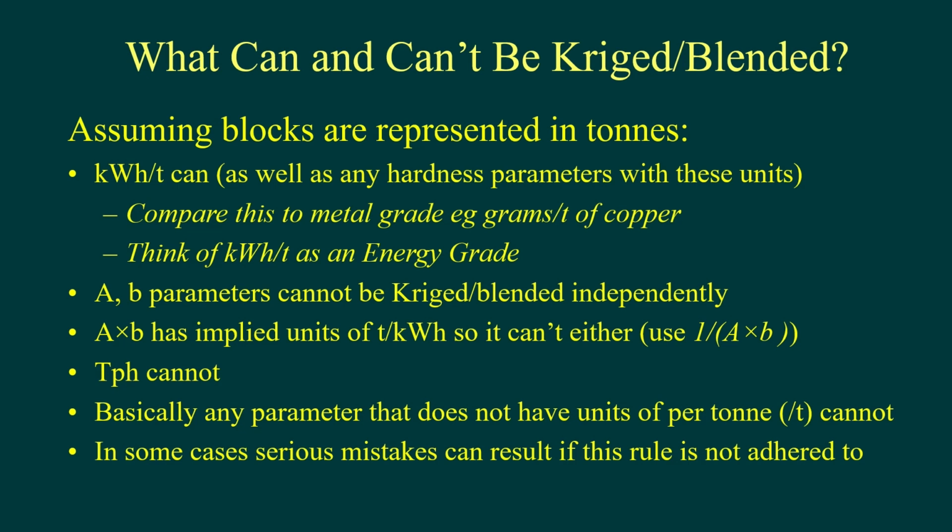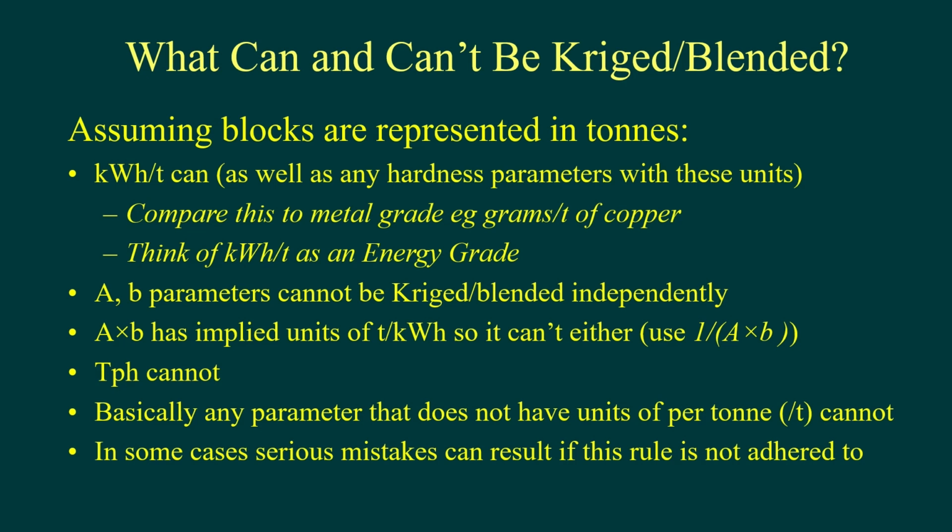There are no problems. And if we compare that to, for example, metal grade, which is in grams per ton, for example, grams per ton of copper, they can be Kriged and blended. So if you're ever in any doubt, just think of kilowatt hours per ton. You compare that to grade, grams of copper per ton. Kilowatt hours per ton you can think of as being an energy grade. It's the number of kilowatt hours needed to be expended to process that ton. So those units are fine.